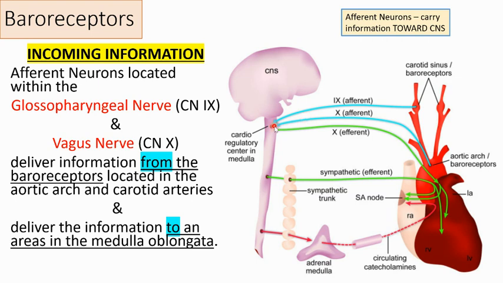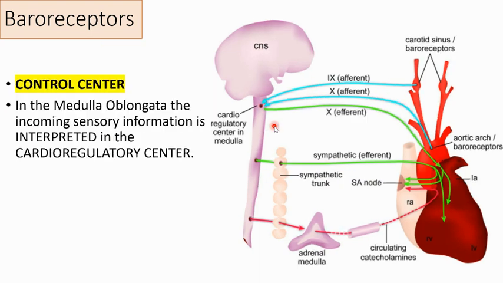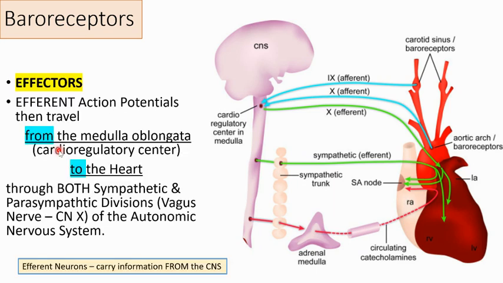So these sensory signals are coming in by way of cranial nerve number 9 and 10. They're going to target and land at that cardioregulatory center in the medulla oblongata, and then that cardioregulatory center is going to make a decision about what to do with this incoming information. Now that we have the signal at the cardioregulatory center, it is going to be interpreted and a decision is going to be made. So, based on what information comes in, the efferent action potentials are then going to travel from the medulla to the heart. This should sound an awful lot like homeostasis that we did back in chapter 1.